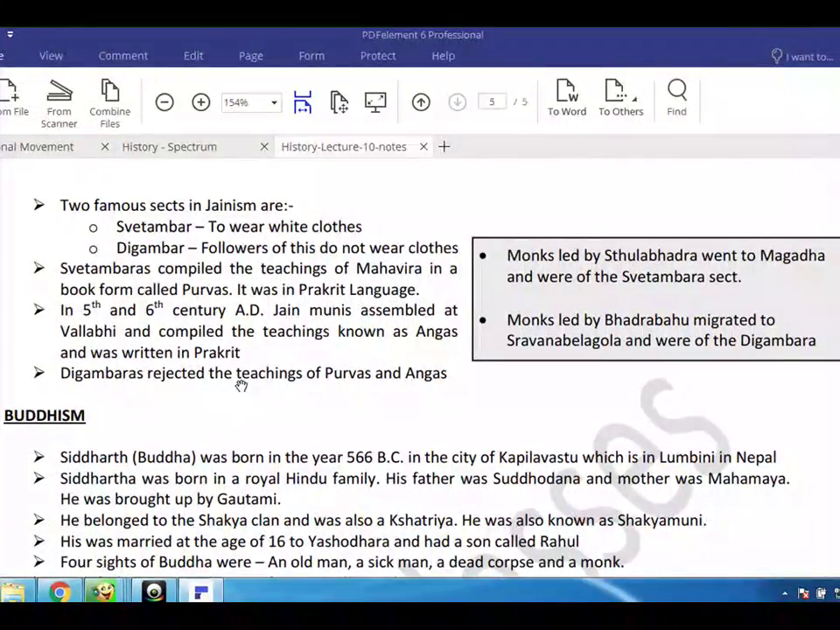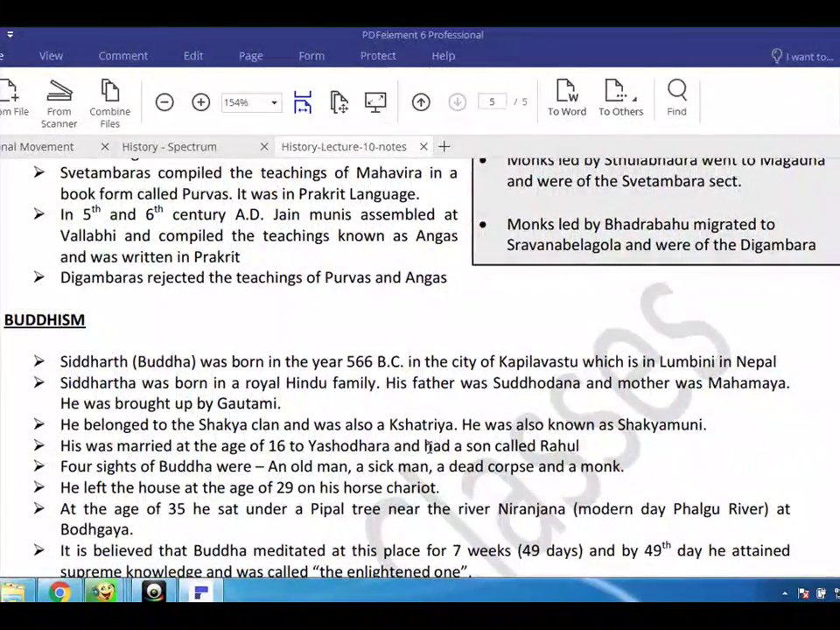Buddhism. Siddhartha Buddha was born in the year 566 BC in the city of Kapilavastu, which is in Lumbini in Nepal. Siddhartha was born in a royal Hindu family. His father was Suddhodana and mother was Mahamaya. He was brought up by Gautami. He belonged to the Shakya clan and was also a Kshatriya. He was also known as Shakyamuni.